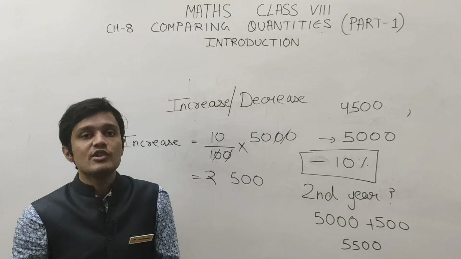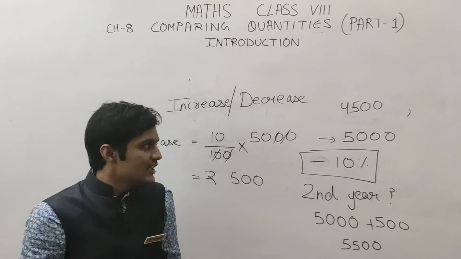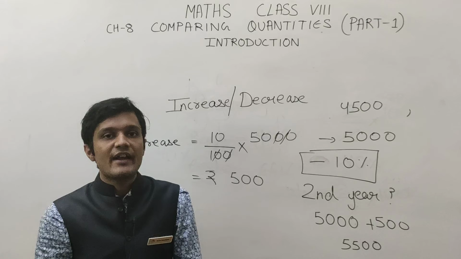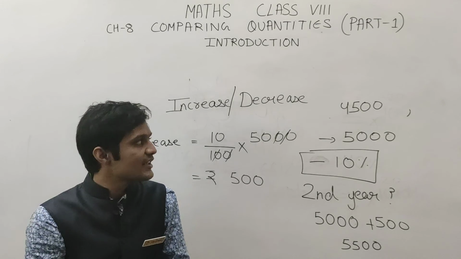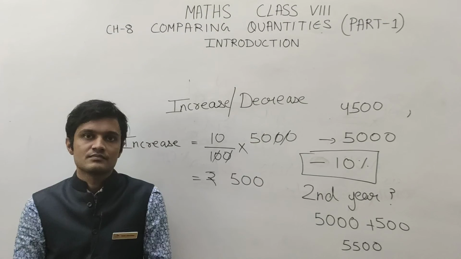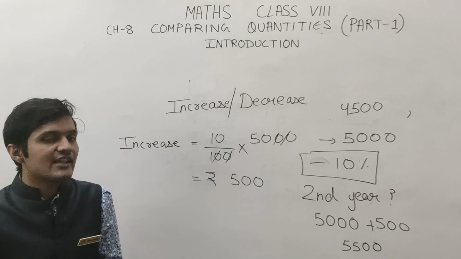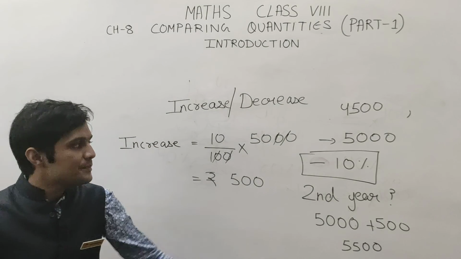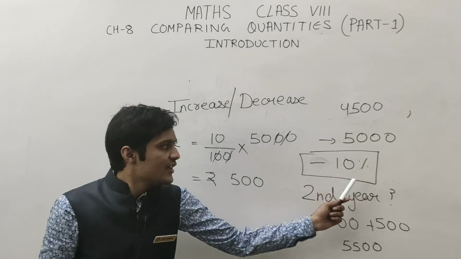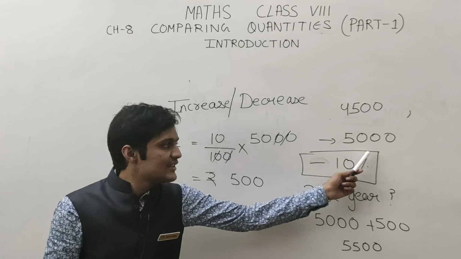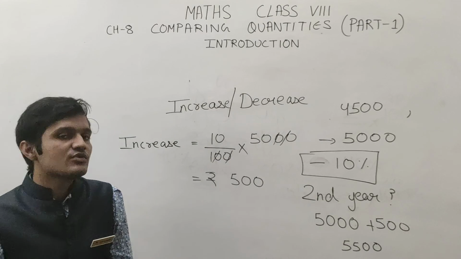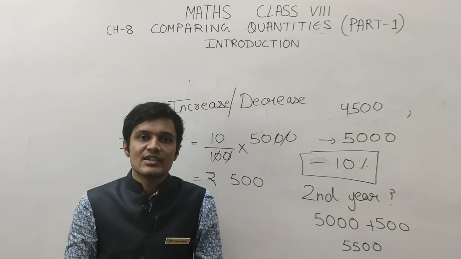So if the value of a thing is increasing in percentage, then we add the increased amount to the previous amount. And if the value or price of a thing is decreasing, then we subtract the decreased amount from the previous amount. So in this way we can find the decreased amount. So if 10% is decreasing, then the amount in the next year is 4,500. And if 10% of 5,000 is increasing, then the amount in second year is 5,500. So in this way we can calculate the increase and decrease percentage.